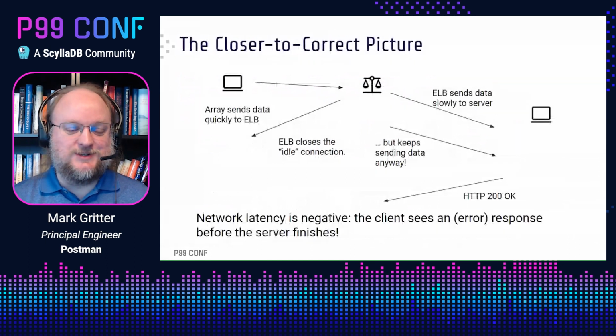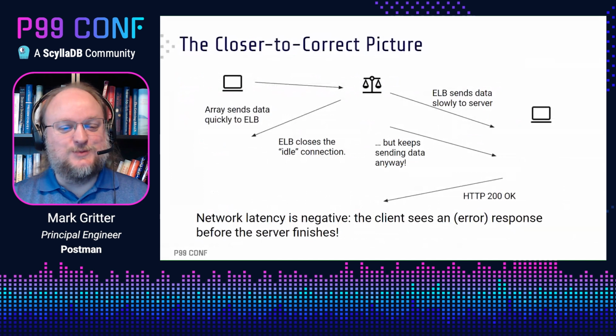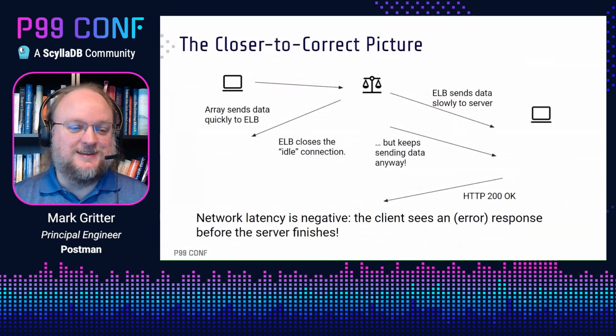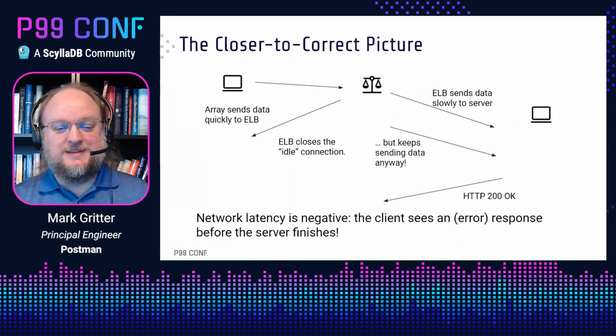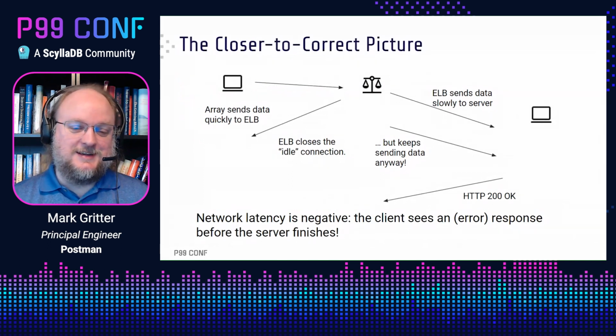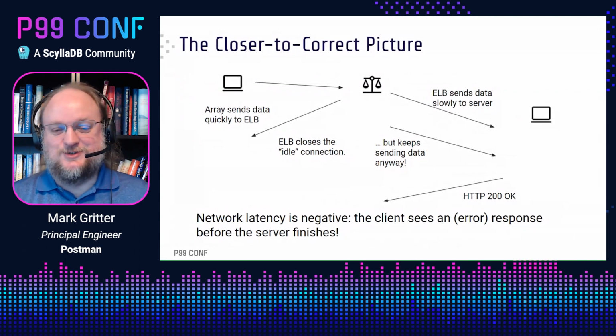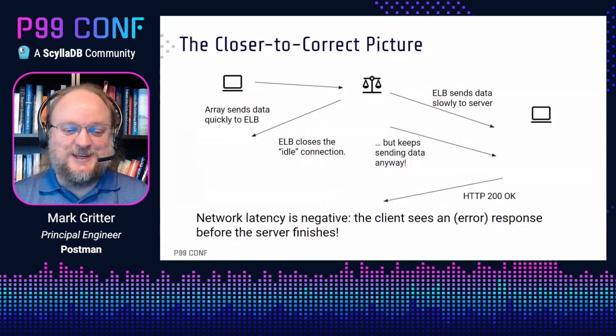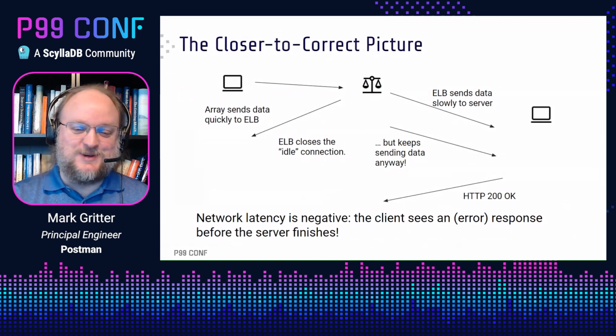And so the picture I put together was this. The array was sending data very quickly to an elastic load balancer, but ELB was sending the data very slowly to the server. Eventually, the server ran out of things to send. The load balancer waited a while and closed the connection because it's idle, but it kept streaming data into the server anyway, and the HTTP 200 response from the server was just dropped on the floor. Effectively, the load balancer was creating negative latency because the client saw an error response before the server even finished.